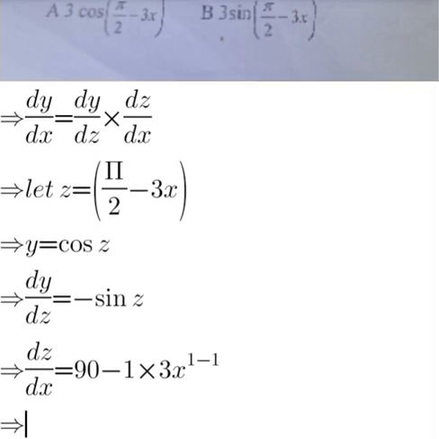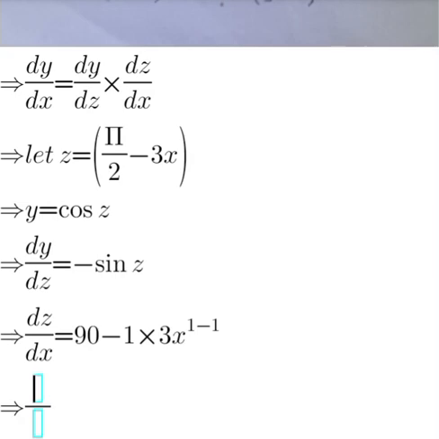So this implies that dz over dx is equal to, of course, we know whenever we're differentiating, the derivative of a constant function is 0 and the derivative of x is 1. So therefore, what we have left is minus 3.